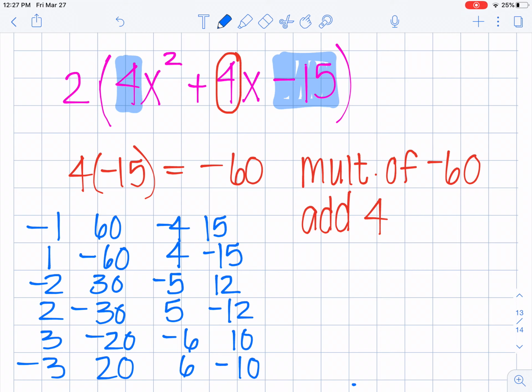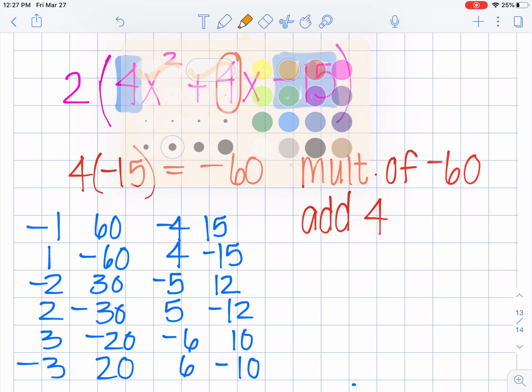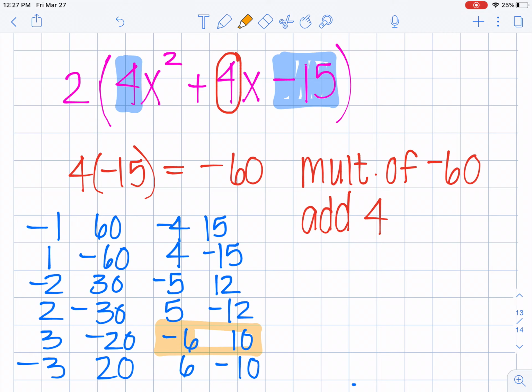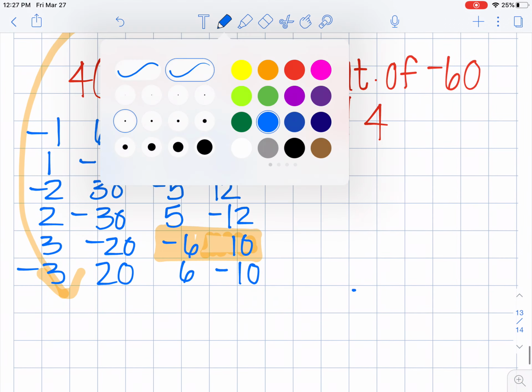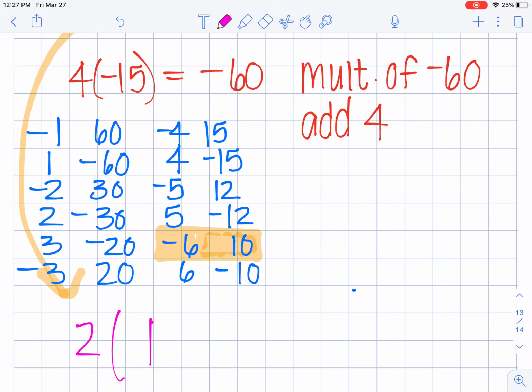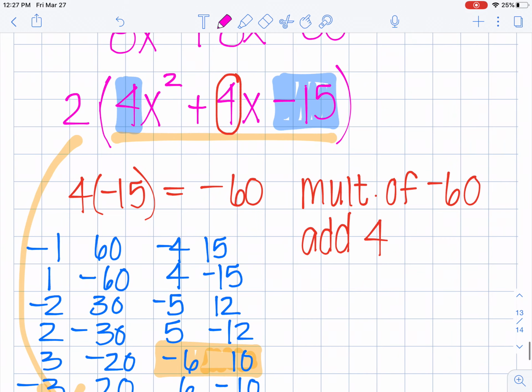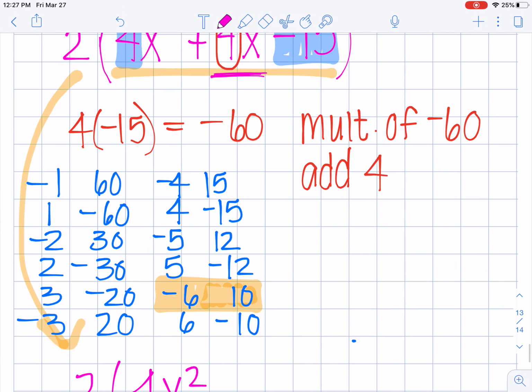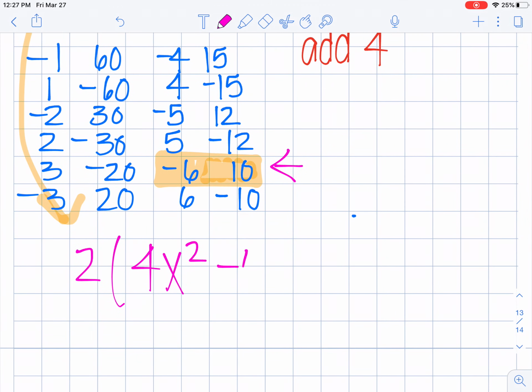Out of all of those factors of 60, which ones add to positive 4? If you selected negative 6 and 10, then you are correct. So what I'm going to do is rewrite this, and this is going to be brought down. So I have 2 times, on the outside, 4x squared. Remember, I'm rewriting my 4x with this one, negative 6x plus 10x, minus 15.